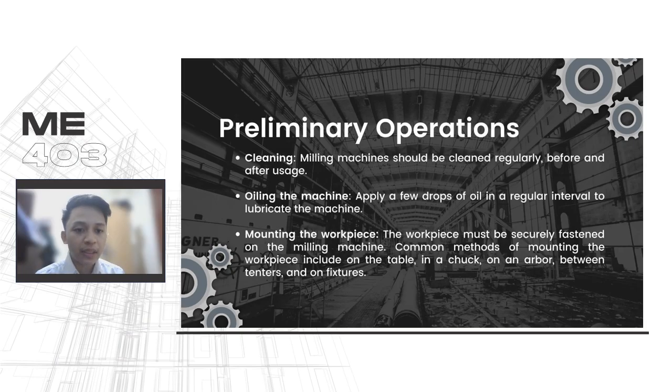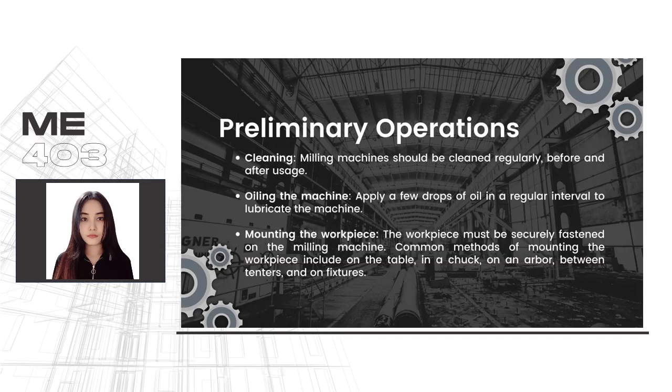Oiling the machine cuts down damage on the milling machine. A few drops applied regularly is very much needed to safeguard the mechanical condition of the milling machine. Modern machines are equipped with automatic lubricating systems, which should be maintained in their finest state for better function. Before operating the milling machine, securely positioning the vise to the table is needed. There are various techniques on mounting the workpieces.